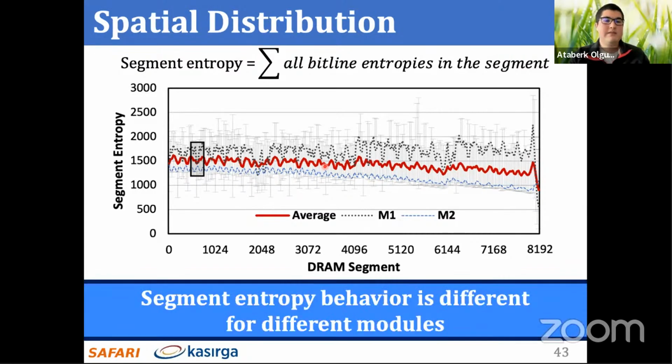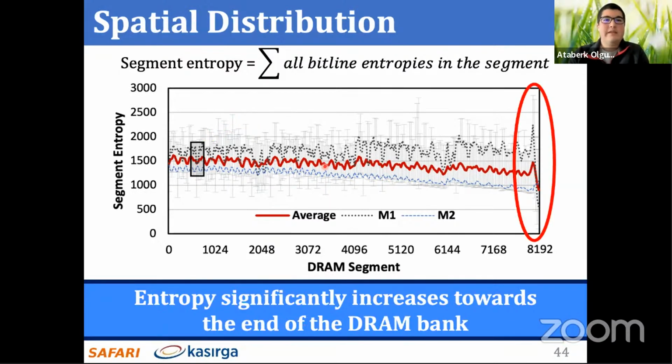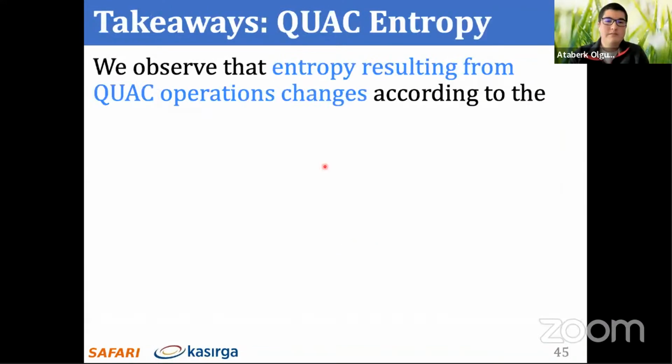And we observe that the segment entropy behavior changes from module to module. And the entropy of the segment in the middle of the highlighted region, as you can see, behaves in an inverted way for the 2 modules M1 and M2. We also see that the entropy significantly increases near the end of the DRAM bank, around the 8,000 segment.